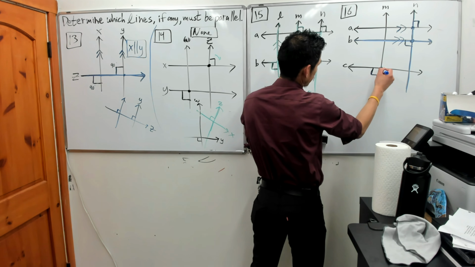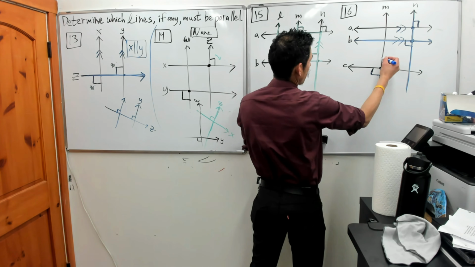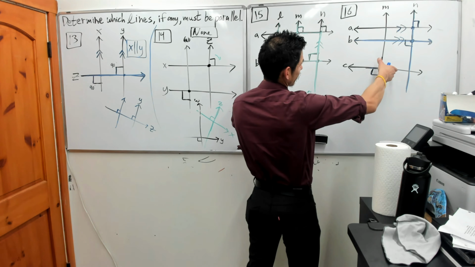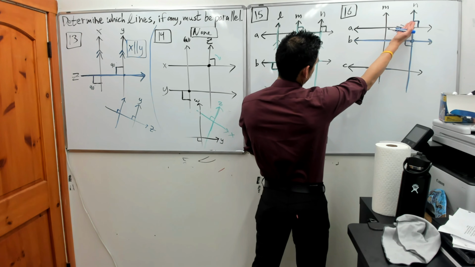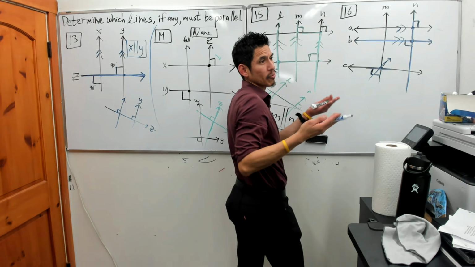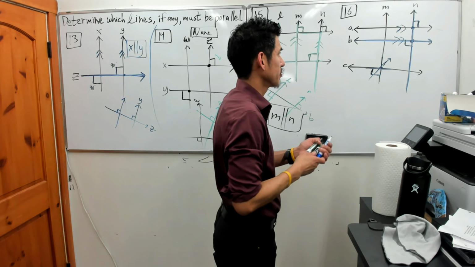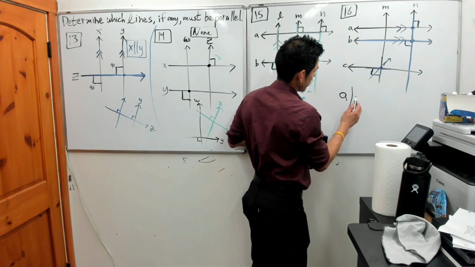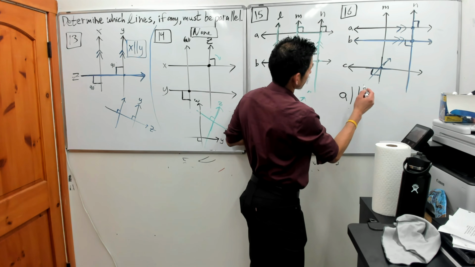C has the right angle over here. But this is not attached to this, because you can turn this like that, and M would tilt like that, so to speak. And it wouldn't be parallel to any of the other lines. So all we can say is that A is parallel to B.